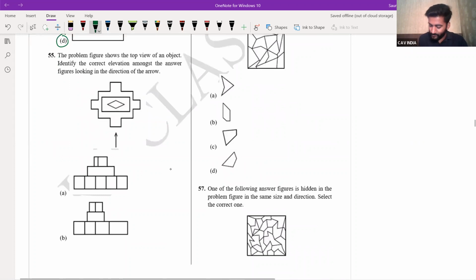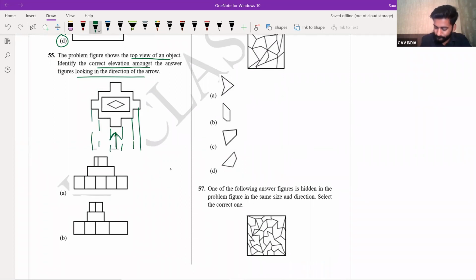Next is, again, the top view of an object is given. You need to identify the correct elevation from this direction. So again, you can just draw the guides like this, and you will realize that in the base you will have 3, 4, 5. 5 divisions could be there. B is having just 4. B got cancelled out.